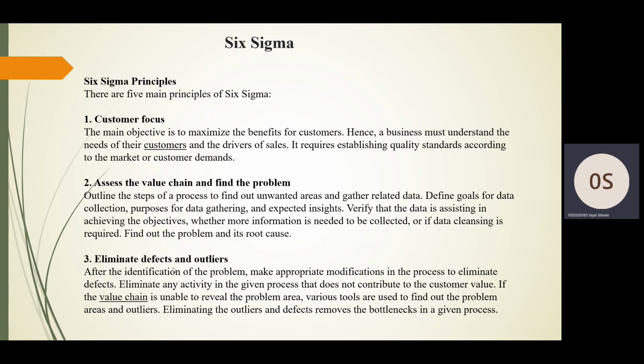The third one is eliminate defects and outliers. In this, after the identification of the problem, it makes appropriate modifications in the process to eliminate defects, eliminate any activity in the given process that does not contribute to the customer value. If the value chain is unable to reveal the problem area, various tools are used to find out the problem areas and outliers. Eliminating the outliers and defects removes the bottlenecks in a given process.